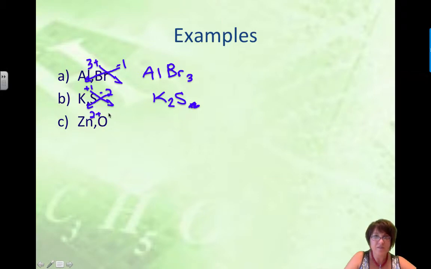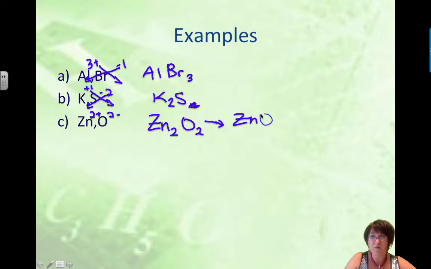Lastly, we have zinc and oxygen. Zinc is a 2+, oxygen is a 2-. So now when I crisscross the charges, I'll get a 2 on both of these. Well, that's not okay because that's not in its simplest form. So now I have to reduce the terms, divide both by 2, and it's just ZnO. Now most of you guys are on top of this already. You know a +2 and a -2, they just cancel, so that formula is ZnO.